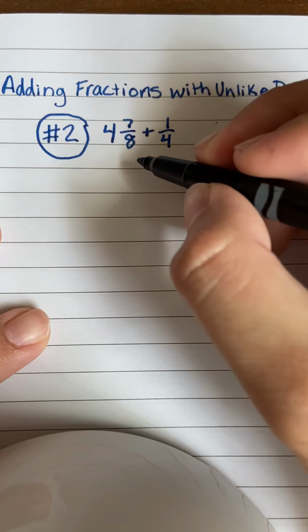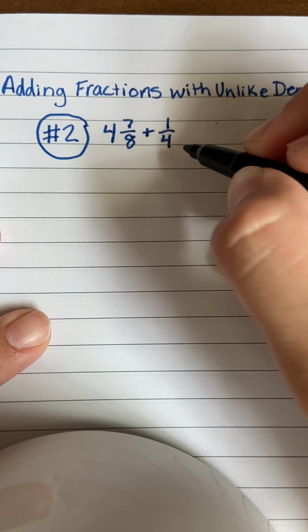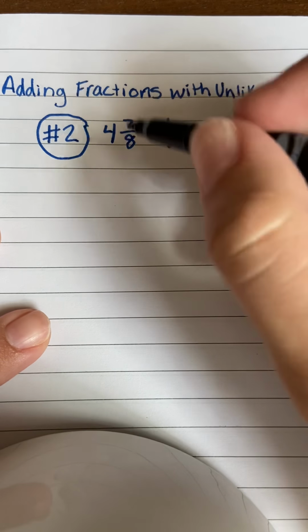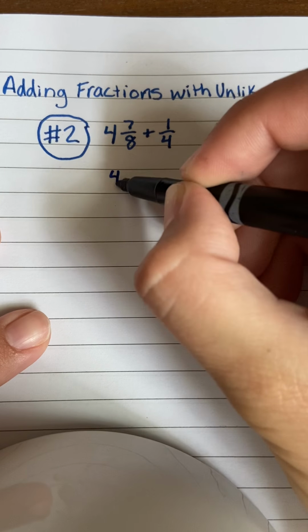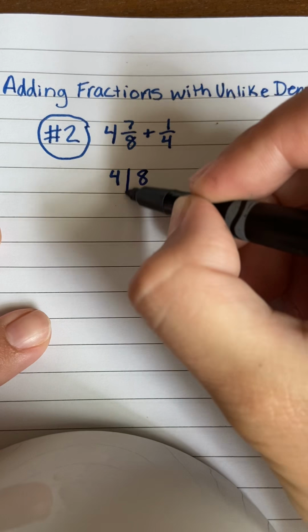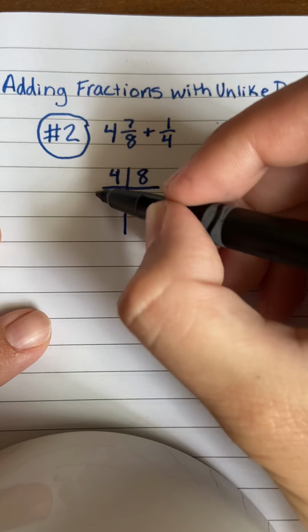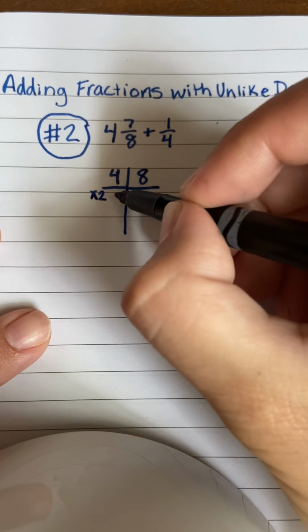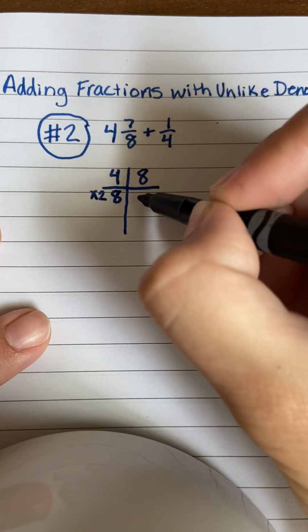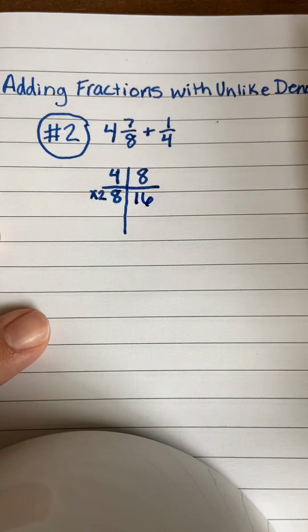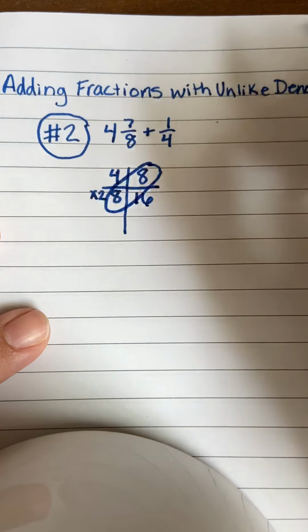So what I taught you guys how to do is to write out the multiples of the denominators. So I'm going to write out the multiples of 4, and I'm going to write out the multiples of 8 in this little t-chart right here. So 4 times 1 is 4. 4 times 2 is going to be 8. 8 times 2 is 16. But I can see already that we have a common denominator, 8 and 8. 4 times 2 is 8.